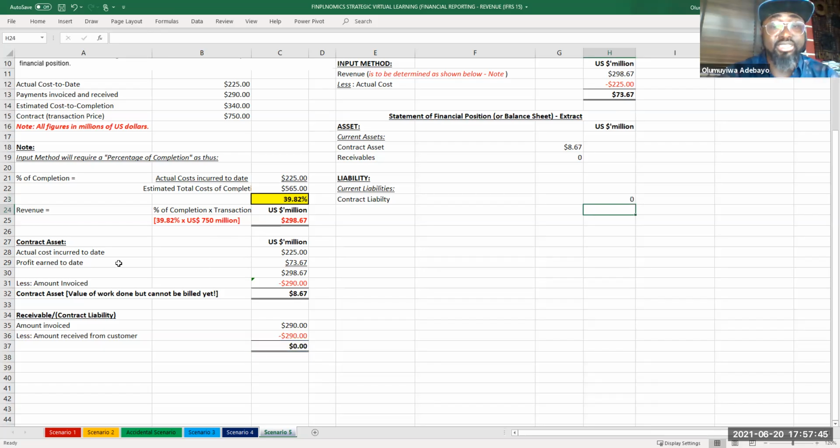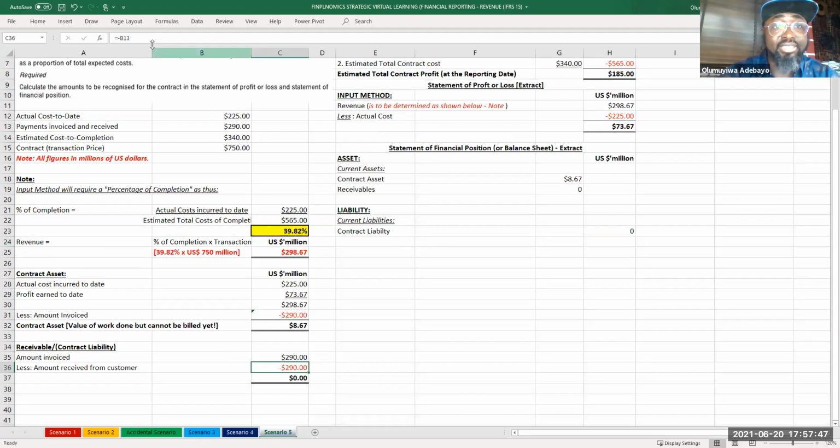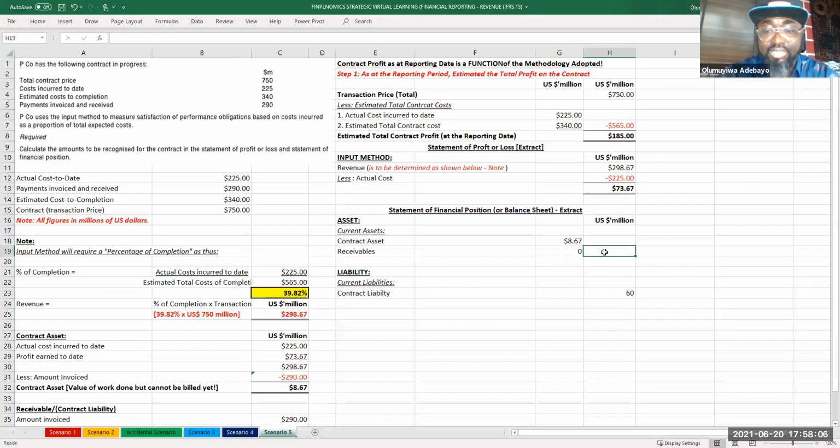Now, what it means is this: if I come back here and I say this is 200, it will only report it as receivable. But if I say it is 350, it will report as contract what? Liability. That's what I've done. Okay, which means I can sum this up as asset.